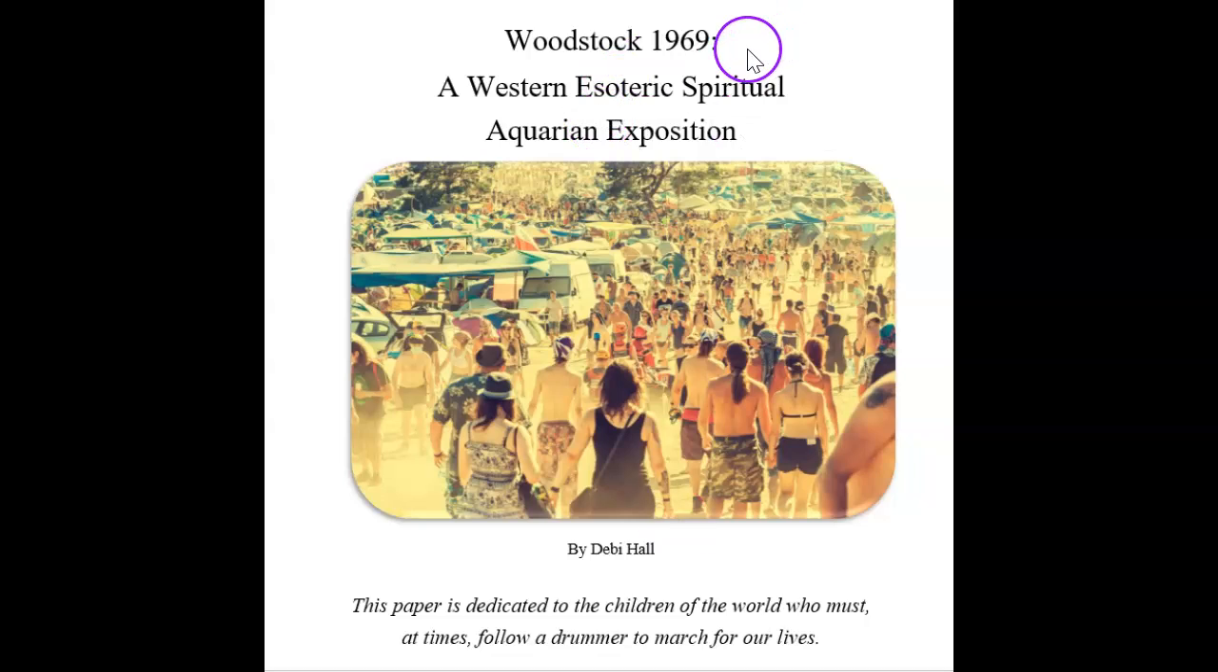So the title ended up being Woodstock 1969, a Western Esoteric Spiritual Aquarian Exposition. And originally, Woodstock was going to be an Aquarian Exposition by Debbie Hall, and then this paper is dedicated to the children of the world who must at times follow a drummer to march for our lives.